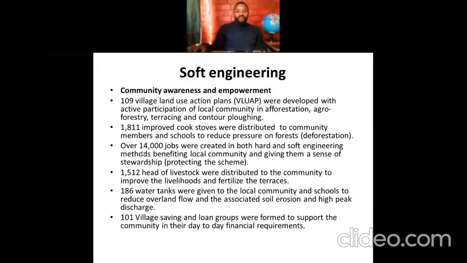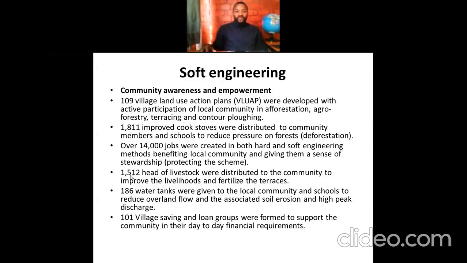In this overall scheme, 14,000 jobs were created. So people who were given these jobs find it important to be responsible to keep safe the measures that were put in place.